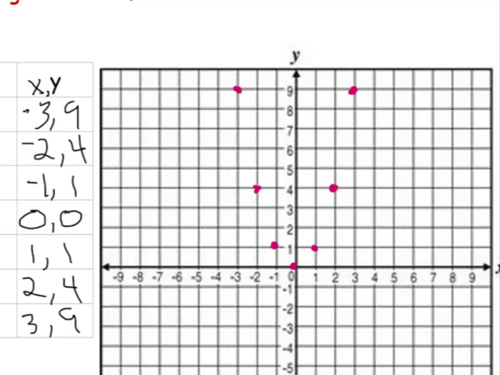All right, so now we know how to create a table for our function and how to graph our function.